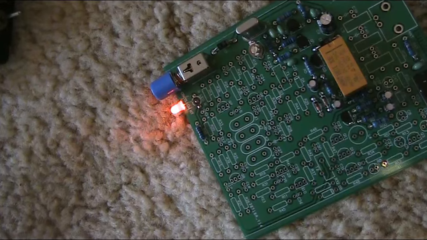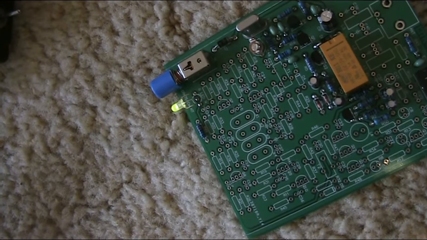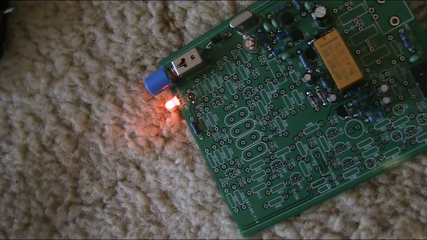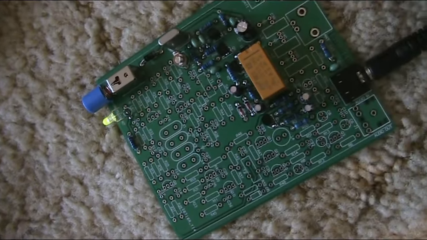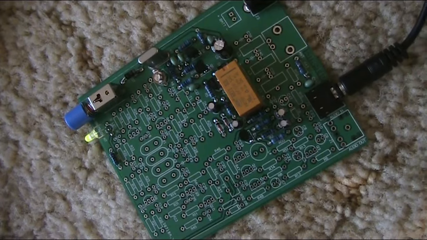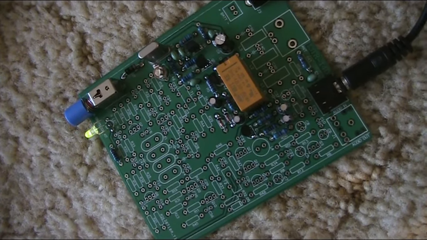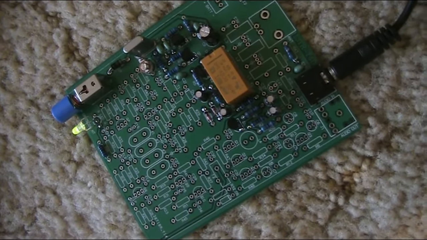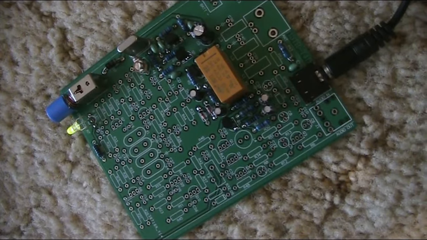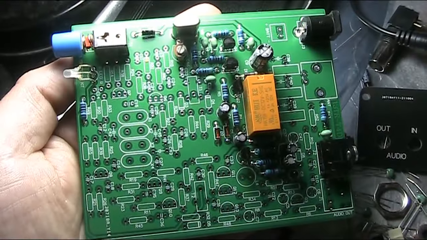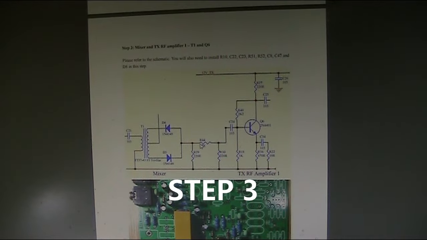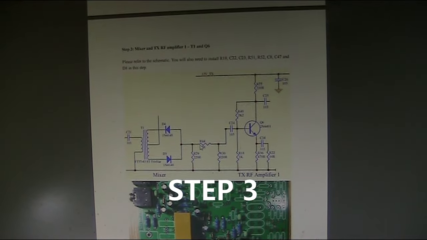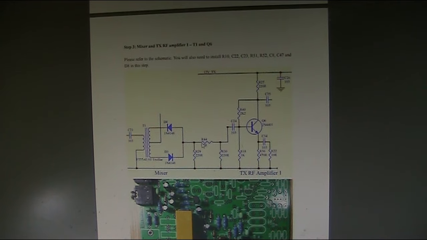So I'm just adjusting the volume from low to high, and you can see that the sound activated relay circuitry is functioning as it should. So that's two stages complete and working. Step 3 is the mixer and transmitter RF amplifier.